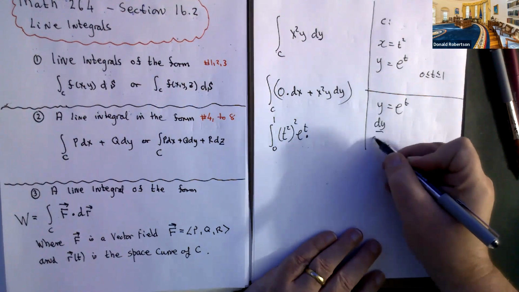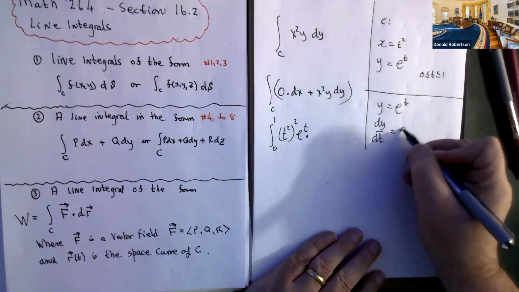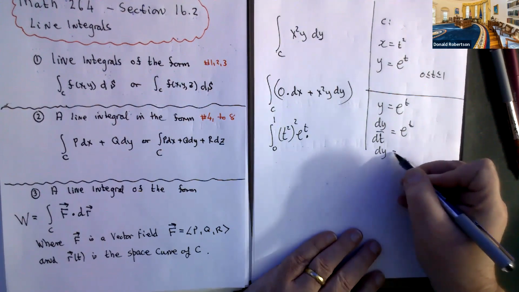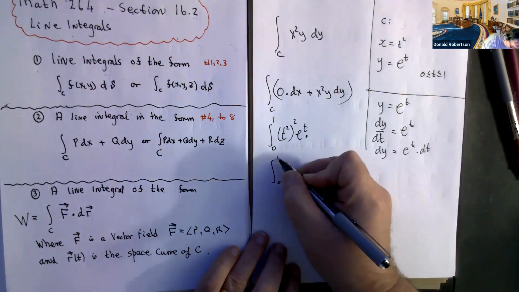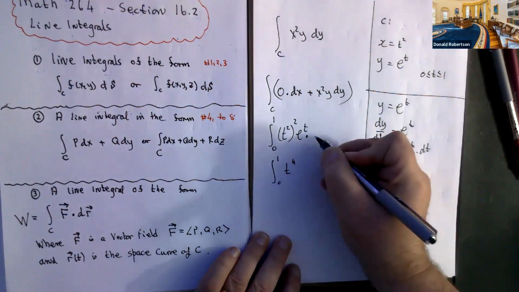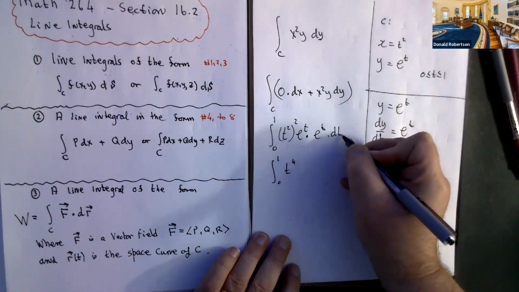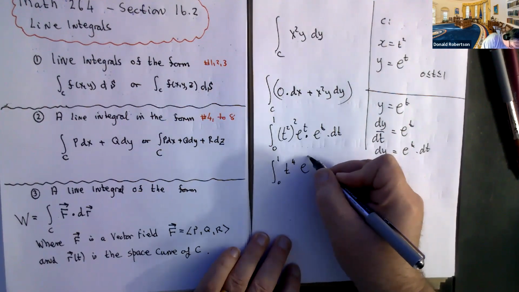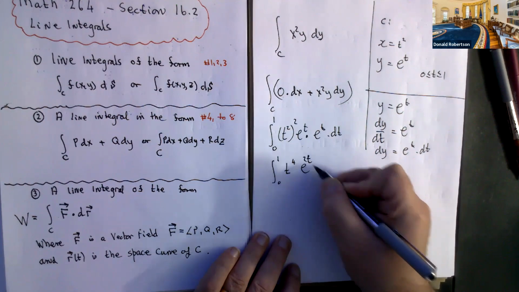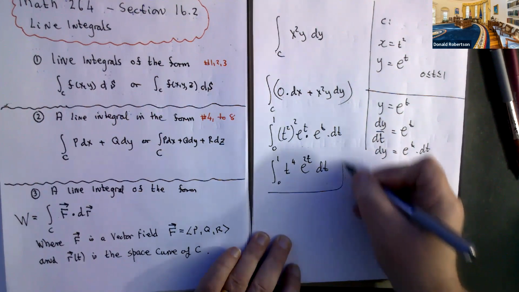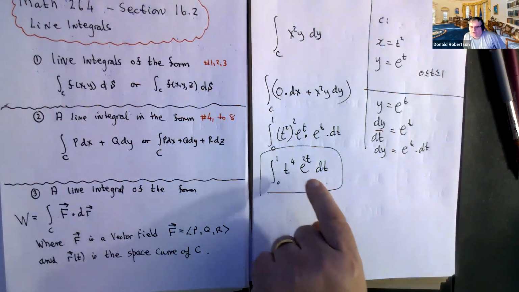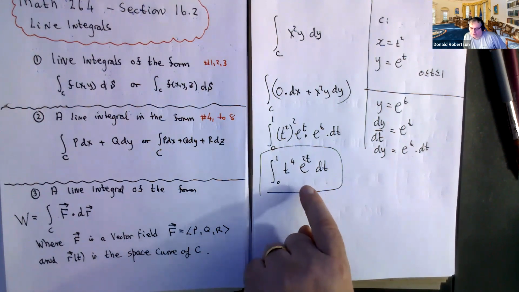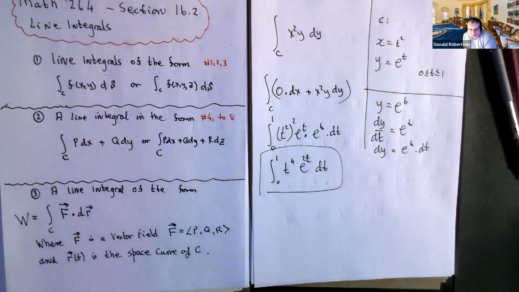And dy by dt is e to the t. So dy is e to the t dt. And so we now have the integral from 0 to 1, t to the 4, and those two guys don't get e to the 2 t squared, they get you e to the 2t, and we're looking at that guy. And that's where I'm going to stop with this one. You tell me what technique from Calc 2 you use for this fella.